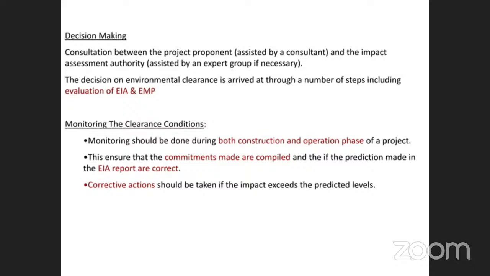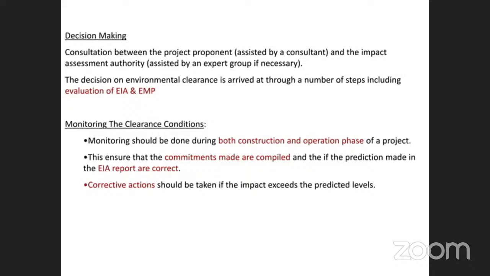Next, decision making. The consultation is between the project proponent, meaning the owner of the project, who can also be assisted by consultants, environmental consultants, and the impact assessment authority. The authority is assisted by the central government and state government. The decision on environmental clearance is arrived at by different steps, including evaluation of environmental impact and the effective environmental management plan. These two steps are very important in giving environmental clearance after decision making.